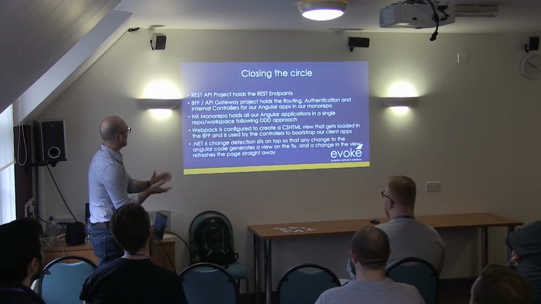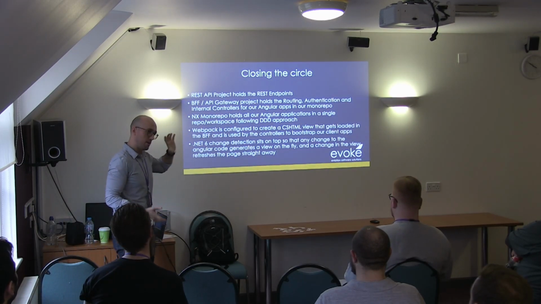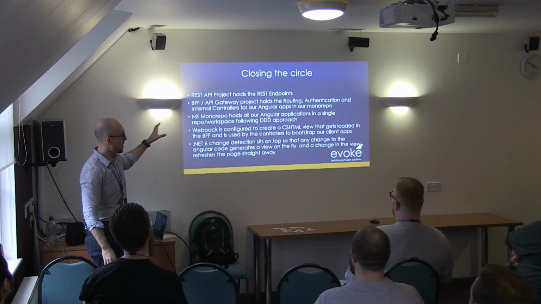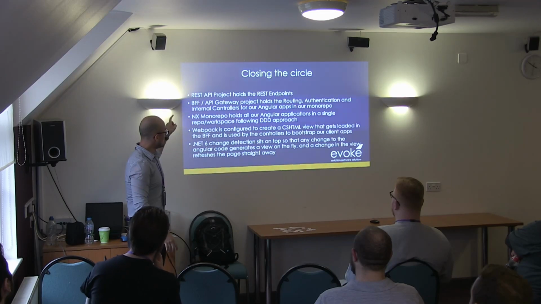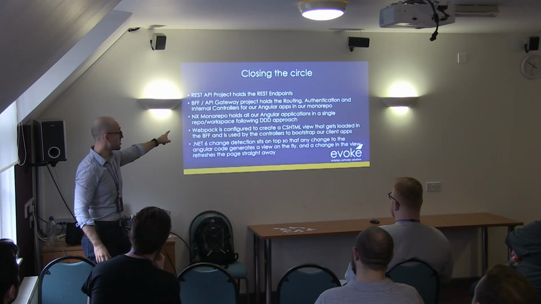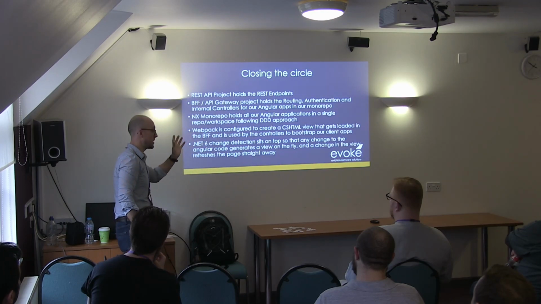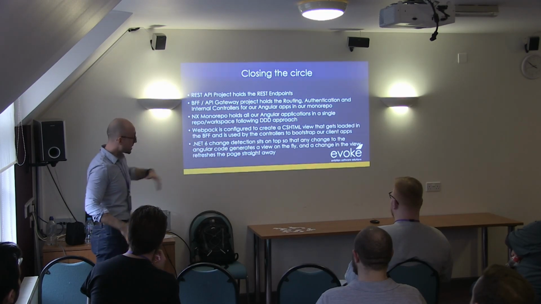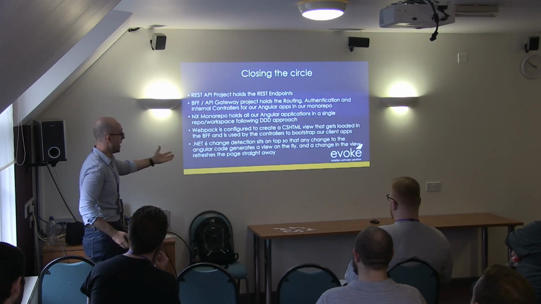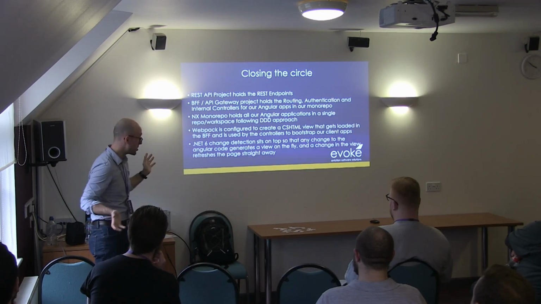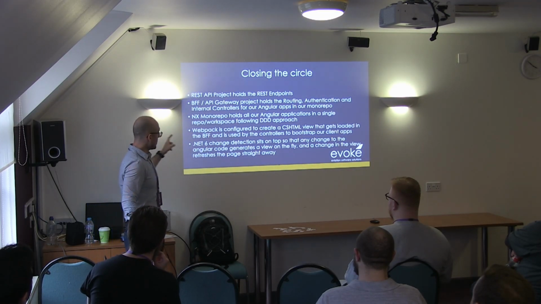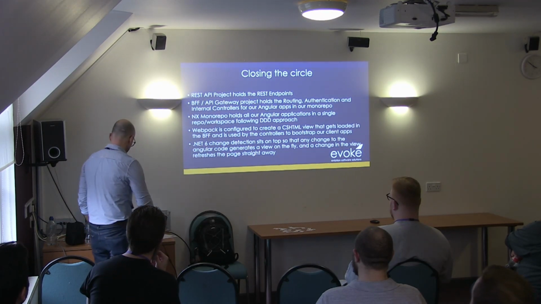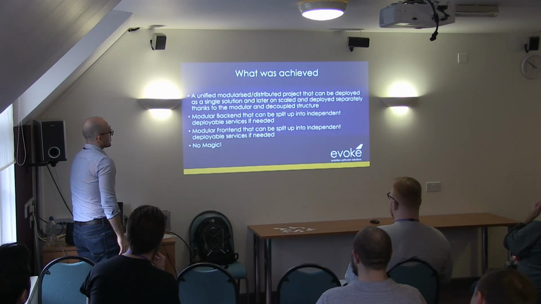Right, so let's close the circle. So the REST API project calls are REST endpoints. That's normal. The BFF now provides routing, authentication, internal controllers for our Angular apps, and it builds the Monorepo. The Monorepo holds our Angular applications in a single repository. We're following DDD. So every application we're splitting up into features, core, domains. So we're kind of following it by the book. Webpack now is configured to create our CSS HTML views, which get loaded in the BFF, and then bootstraps our client application. So we no longer have any magic in the actual circle. And .NET 6 change detection sits on top, so that any little change, as I said, gets hot reloaded on the fly. So what was achieved?